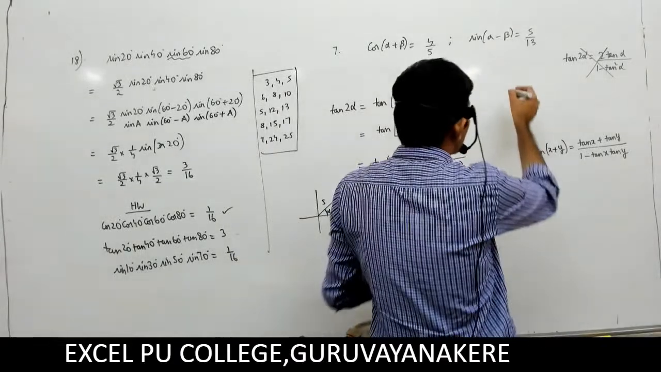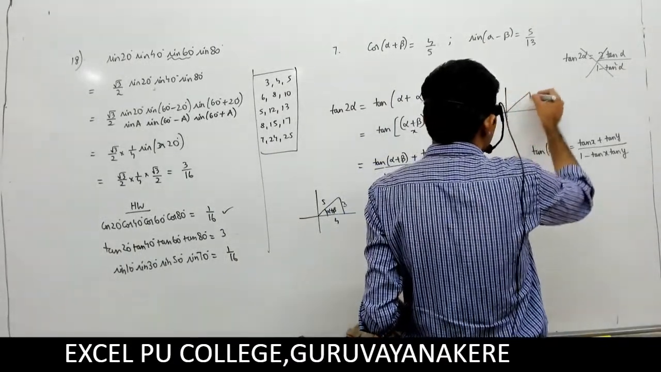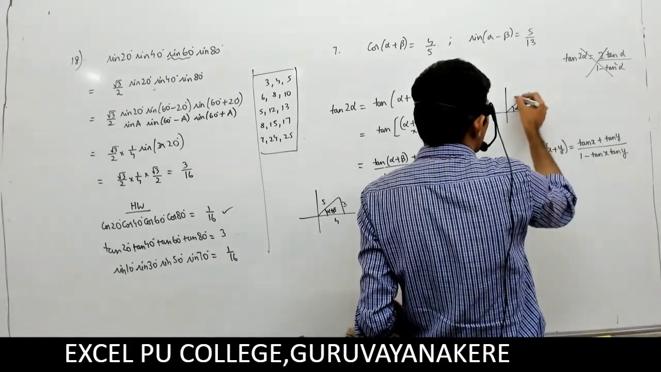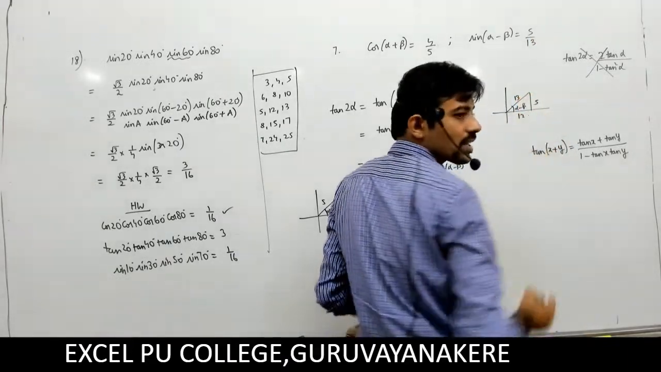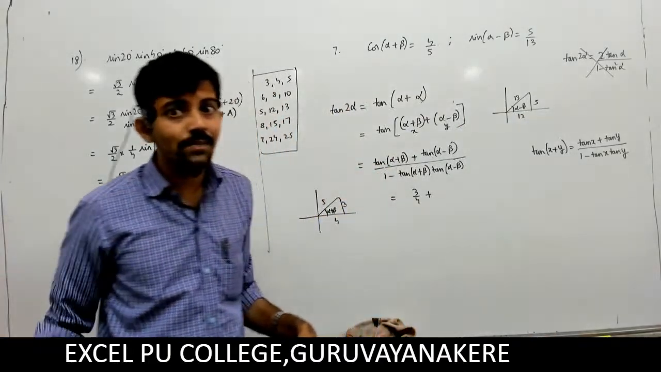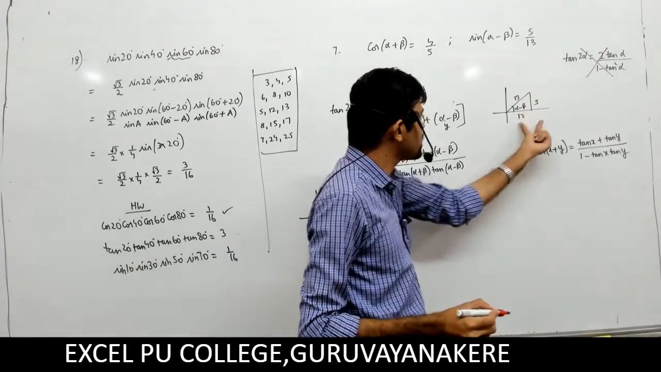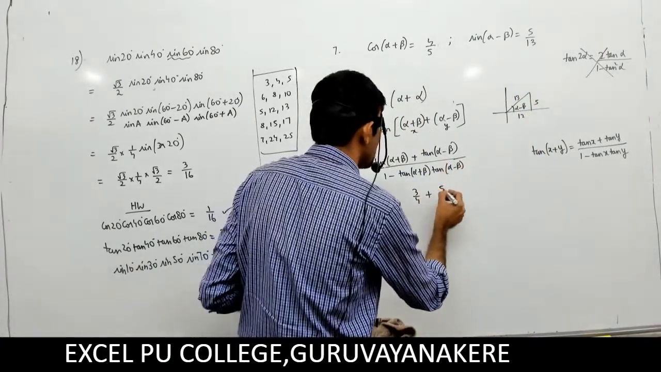Okay. Tan of alpha minus beta. Here the angle is alpha minus beta. Draw a separate triangle, mark the angle as alpha minus beta. Sine is opposite by hypotenuse. This will be 12. Correct? 5, 12 and 13 are Pythagorean triplets. If sine is 5 by 13, tan is 5 by 12. So tan of alpha minus beta is 5 by 12.